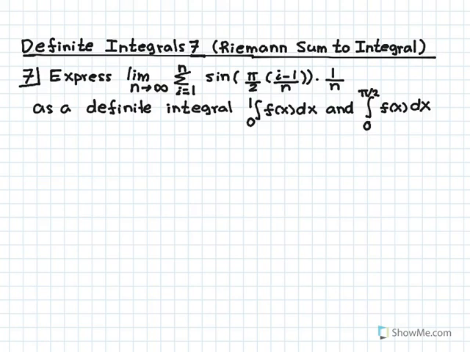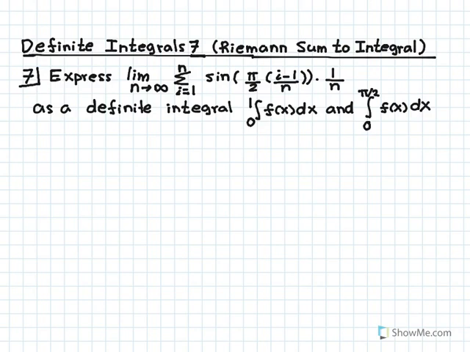In this video, we're going to look at another application of turning a Riemann sum into an integral. The question here is to express the limit as n goes to infinity, summation i goes from 1 to n, sine of pi over 2 times i minus 1 over n times 1 over n as a definite integral of the form 0 to 1 f of x dx and 0 to pi over 2 f of x dx.